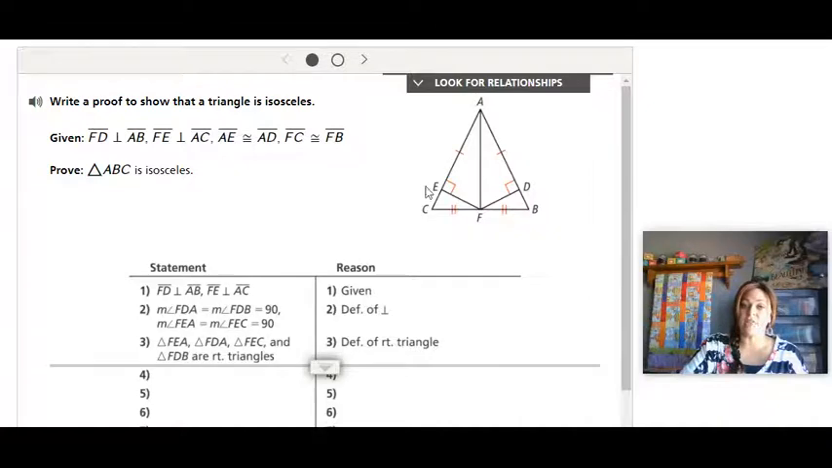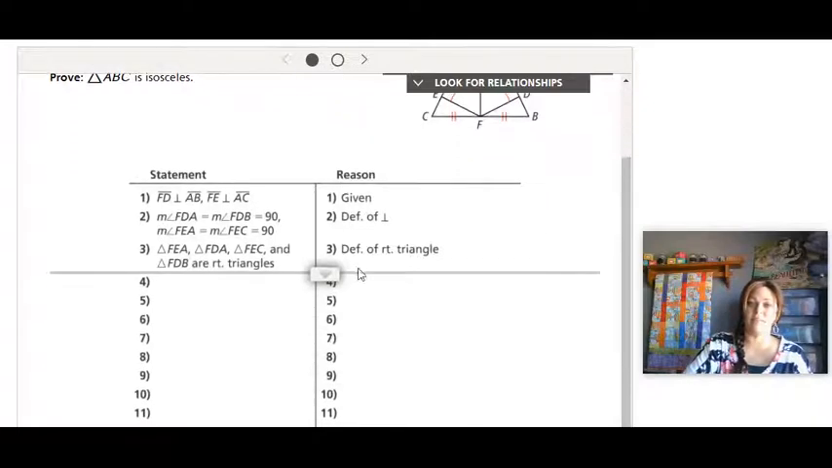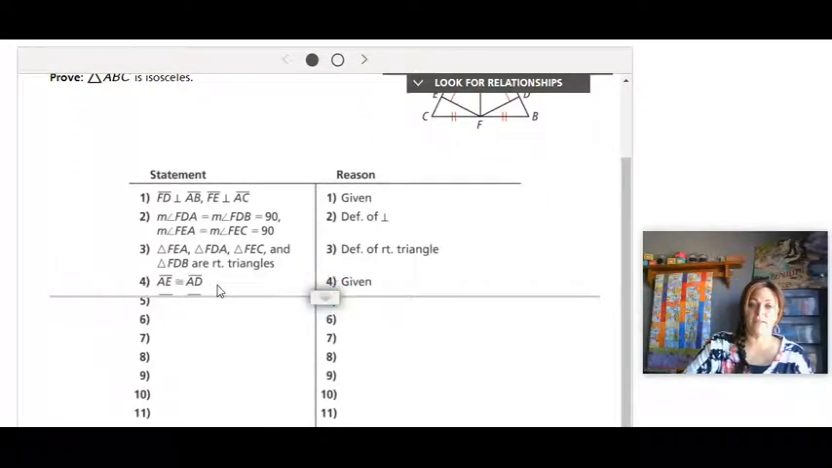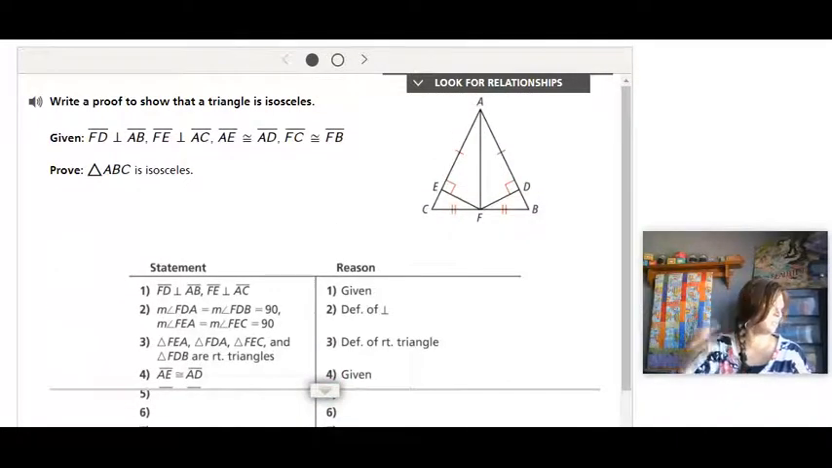So definition of right triangle. If there's a triangle with a right angle, it is a right triangle. So we can do that. Okay, this is given. So they just threw some more given in there.